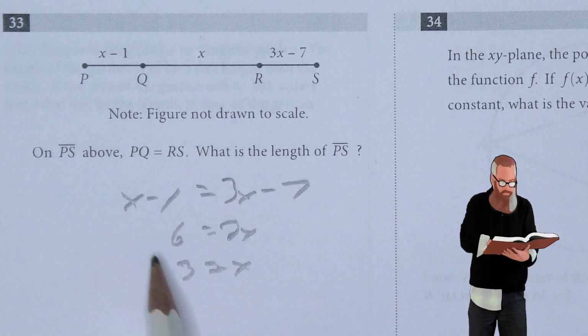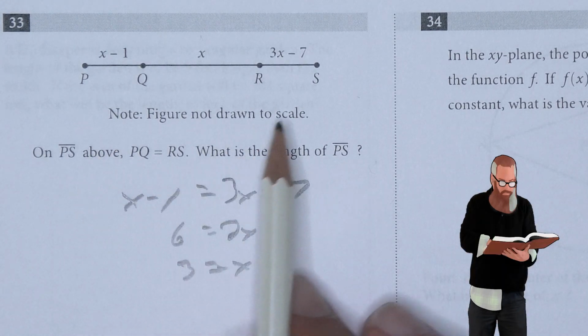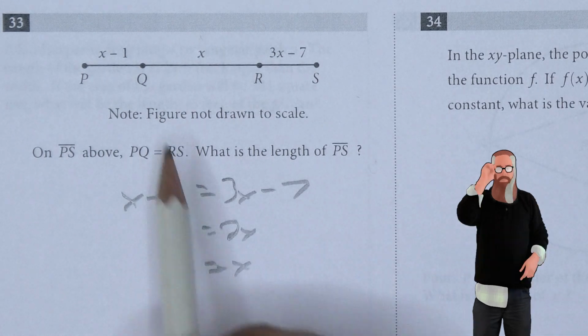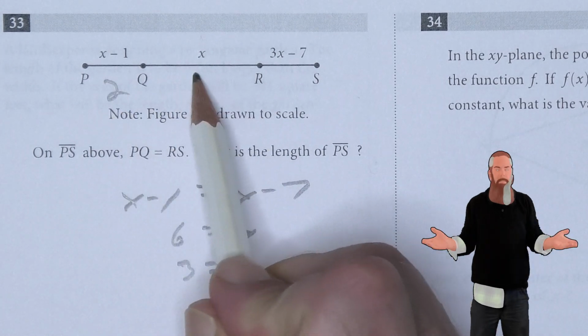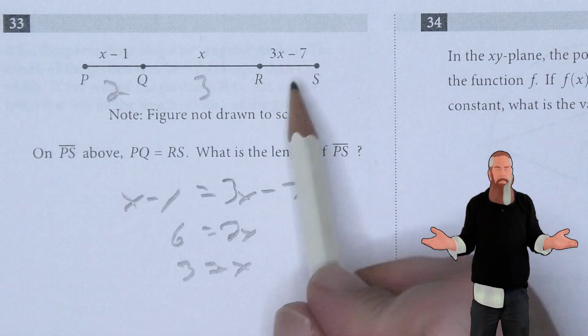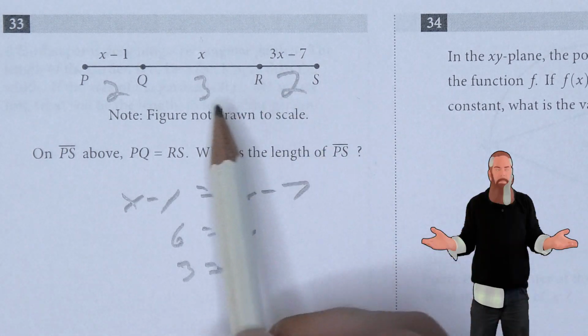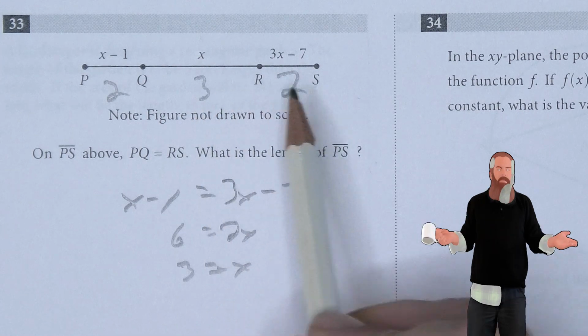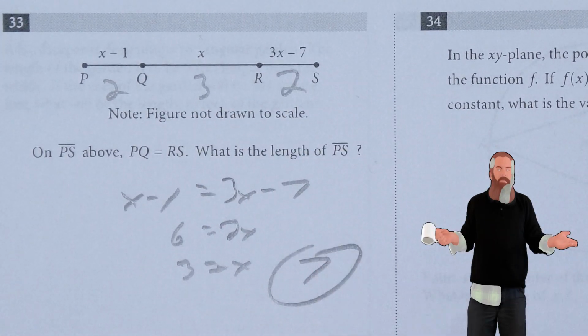Now, if I'm trying to find the length of this entire thing, PS, 3 minus 1 is 2. Then I have a 3. 3 times 3 is 9. Minus 7 is 2. So 2, 3, and 2 means 7 is the answer.